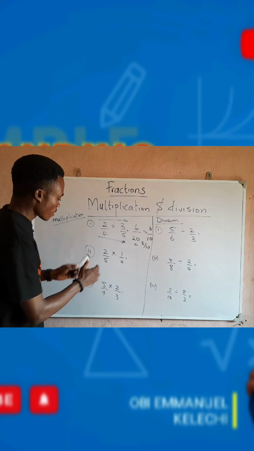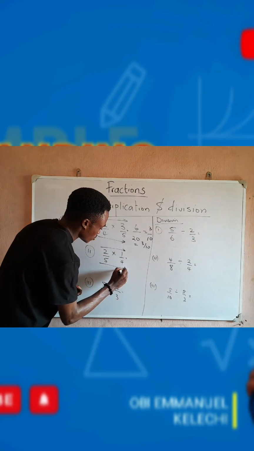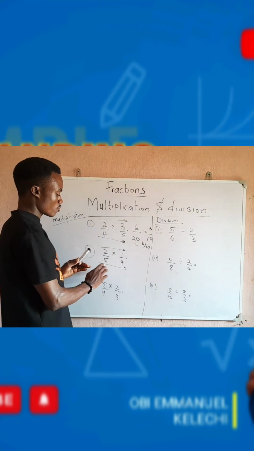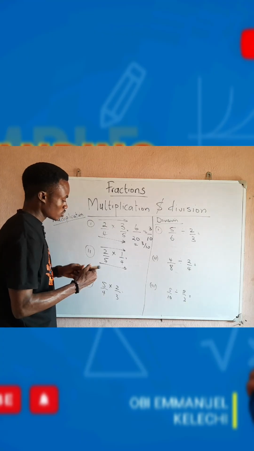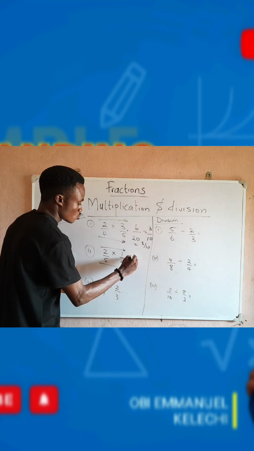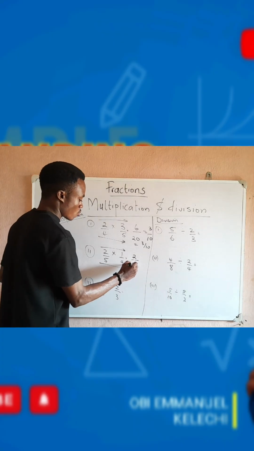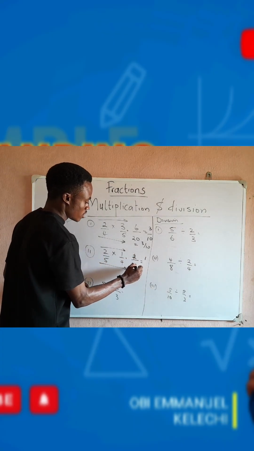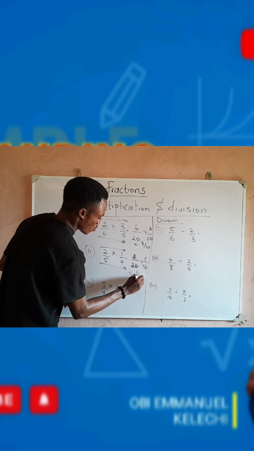Then for the second one, 2 over 5 times 1 over 4, you multiply like this. You multiply the numerator and you multiply the denominator. So 2 multiplied by 1 is 2 over 5 multiplied by 4 is equal to 20. So when you divide it, 2 here is 1, 2 here is 10. So the final answer is 1 over 10.